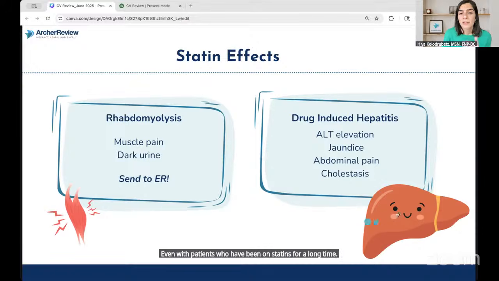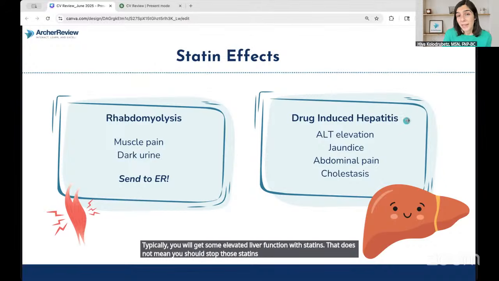We also want to look for any signs of elevated liver function. Typically, you will get some elevated liver function with statins. That does not mean you should stop those statins. That is an expected finding on that chem panel.